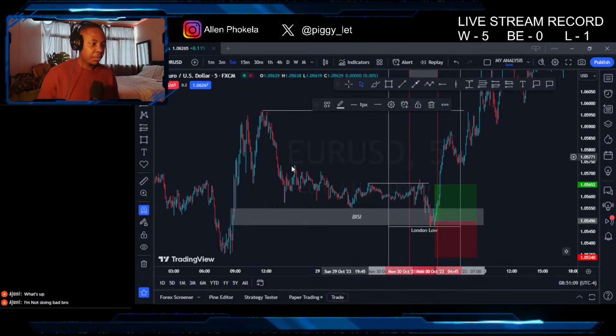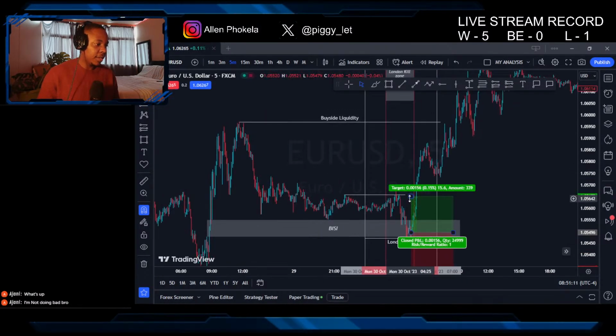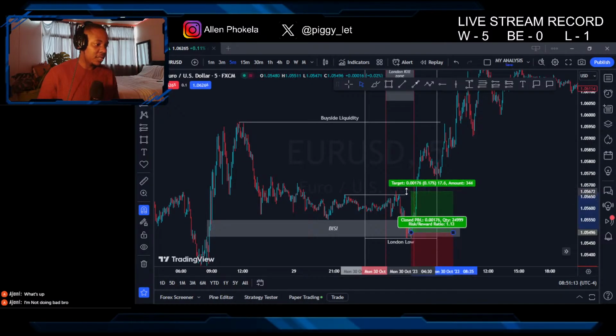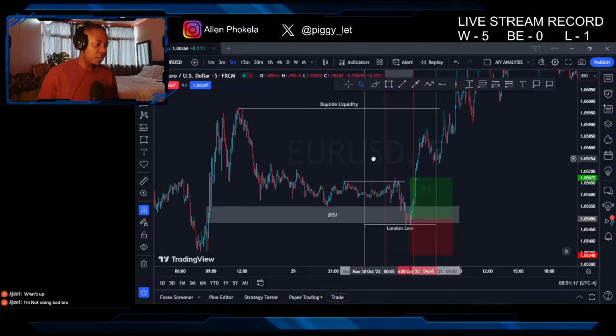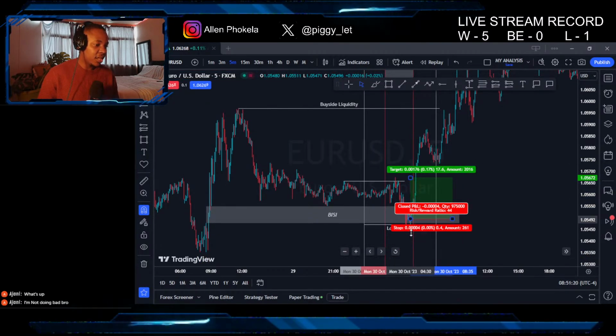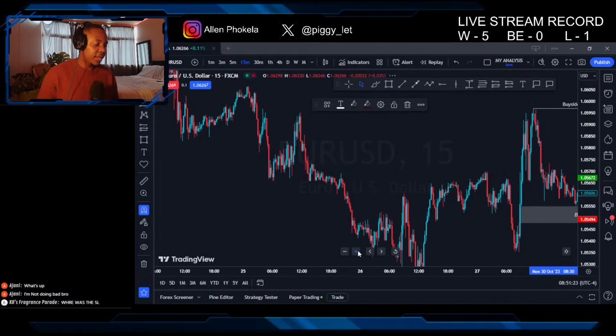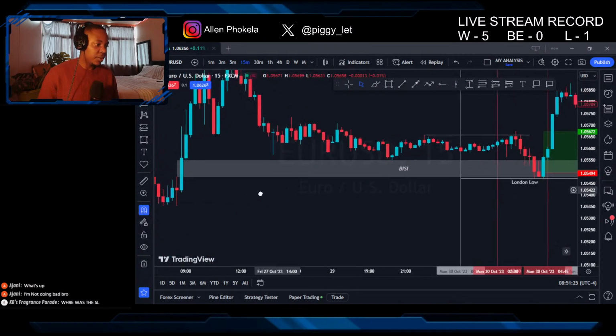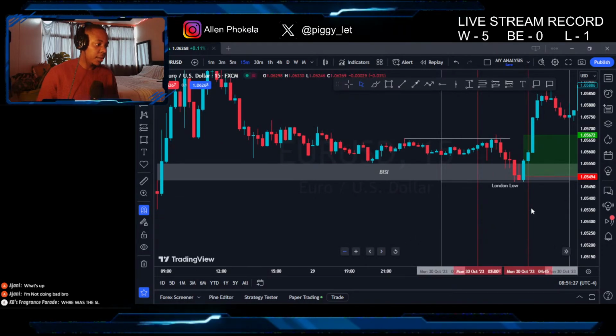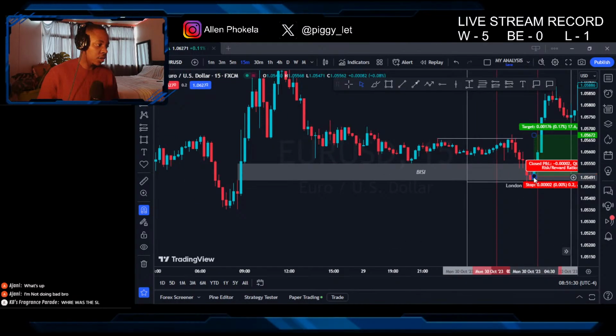Just mark out that buy side, and then you could have taken it maybe on this buy side here, which is around 17 pips. That would probably be the first partial, and then the SL obviously just placed below. Let's go to the 15-minute and look at a reasonable place to actually place your SL.